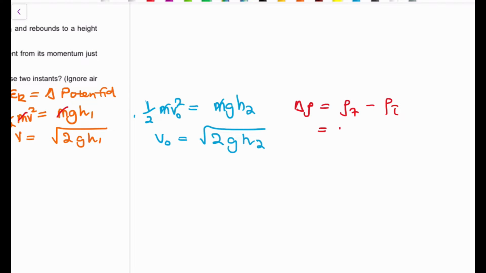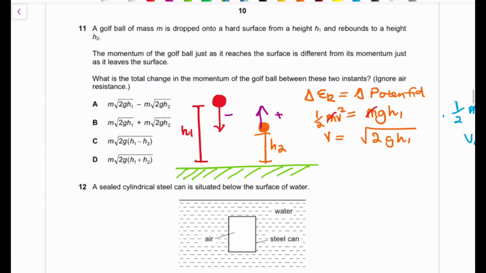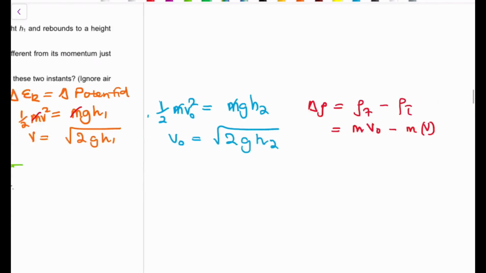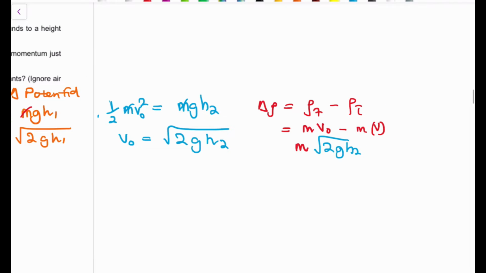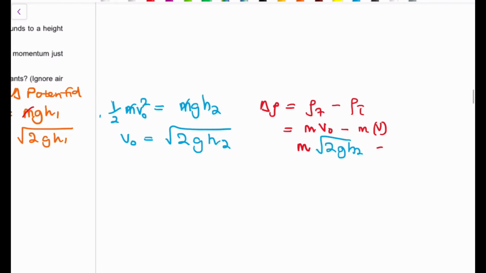So the final momentum is going to be m, the final velocity v0, minus m, the initial velocity v. But we're going to define going down as negative and up as positive. So it means that the first velocity is going to be negative, right? But the final velocity is going to be positive. And the final velocity is going to be m, okay, the square root of 2g h2, and then the initial velocity is going to be minus m, but it's going to be the square root of 2g h1.